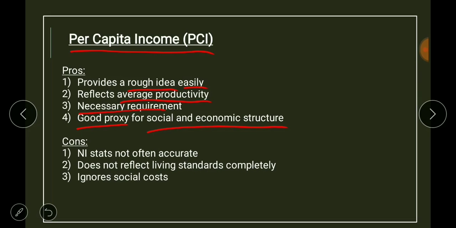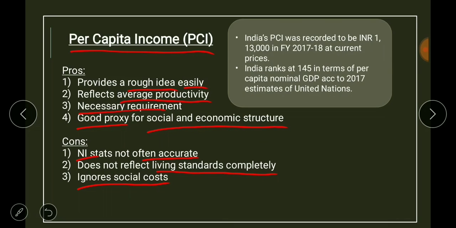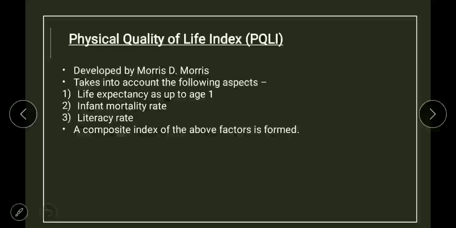However, such a simple measure is bound to have certain disadvantages as well. The national income statistics are not often very accurate, so the per capita income that we get may not be very accurate. Secondly, it does not reflect living standards completely. And finally, it ignores social costs like household work, for example. India's per capita income was recorded to be INR 113000 in financial year 2017-18 at current prices. India ranks at 145 in terms of per capita nominal GDP according to 2017 estimates of United Nations.